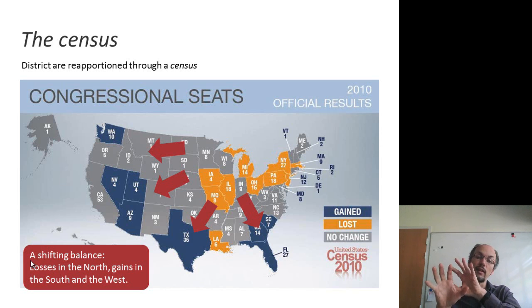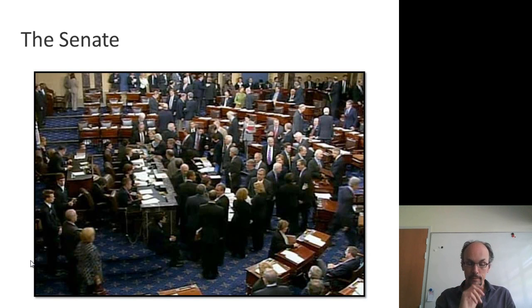The Northeast has been losing maybe not losing people, but has become relatively less important than the South, because there are many immigrants in the South. Hence, this change in the balance between the North and the South. So, the first chamber, 435 representatives representing the people.